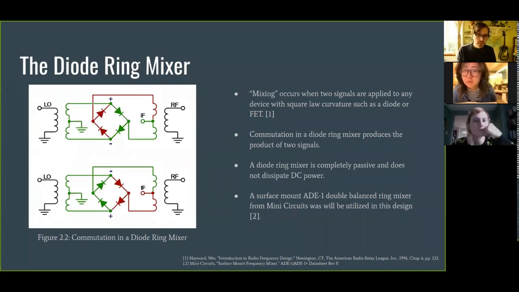So if we put in one signal on the LO port over here, put in another signal on the RF port, out of the IF port, or the intermediate frequency port, we actually get the product of the two signals. The product of the two signals is the sum and the difference. So we'll mainly focus on the difference being the audio. So I chose to use an ADE1 little surface mount diode ring mixer, so I didn't have to build any of this stuff. It was all contained in that single package.